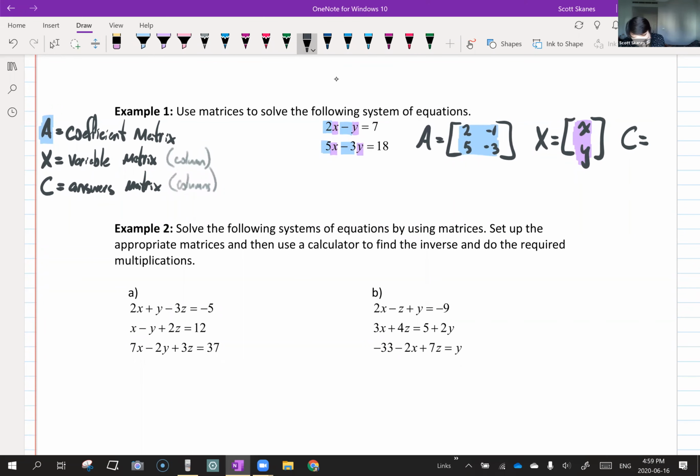You again steal that. So let me make sure this is color coded. 7 and 8. So the matrix C is 7 and 8.